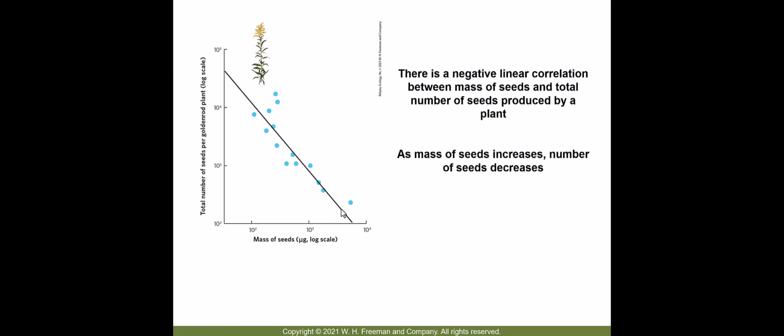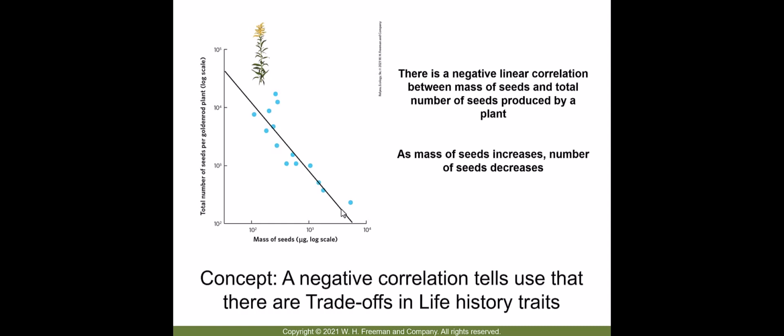So an individual can make a lot of small seeds or a fewer number of larger seeds. There's a negative correlation, and that tells us that there's a trade-off in life history traits. So you can do one of two things. You can make a lot of seeds that are small or a few seeds that are large, but you can't do both because we only have so much energy to spend, and that generates this trade-off.